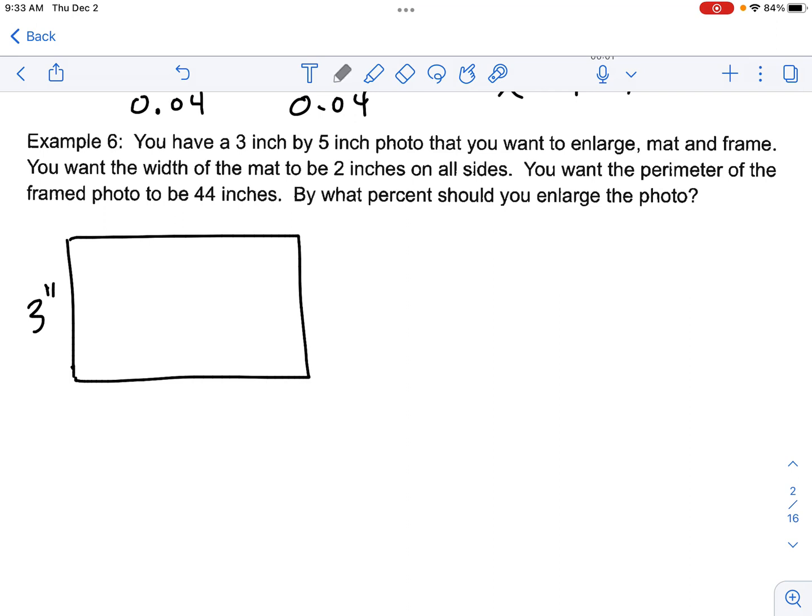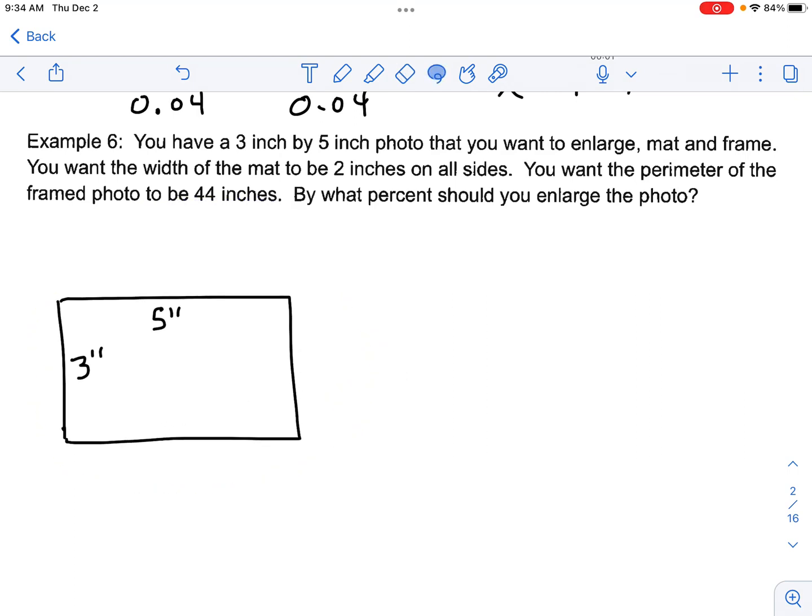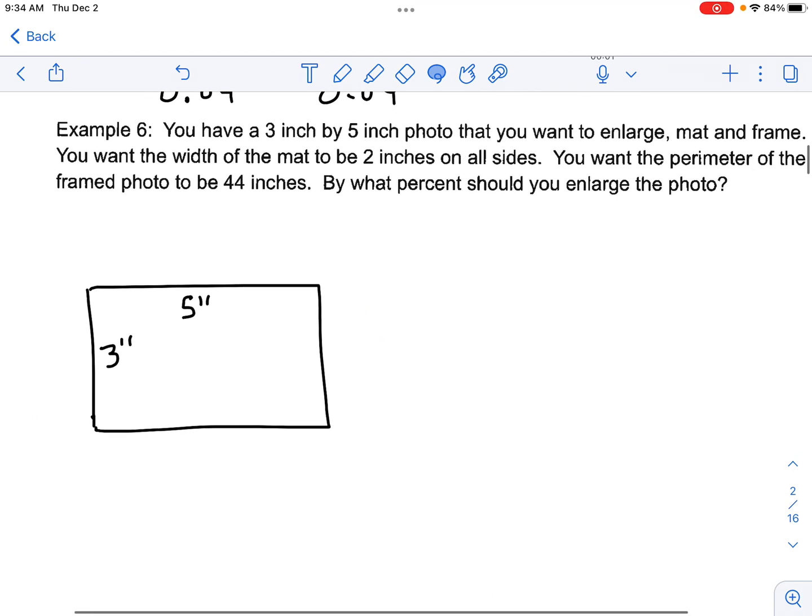I'm re-evaluating how I sketched this out. A little bit of a restart here. I'm going to put these dimensions on the inside, not the outside, because I have to add stuff to my picture on the outside, right? A mat goes around a picture and a frame goes around a picture, so I have to add stuff to the outside. So there is my picture. This is my photo.